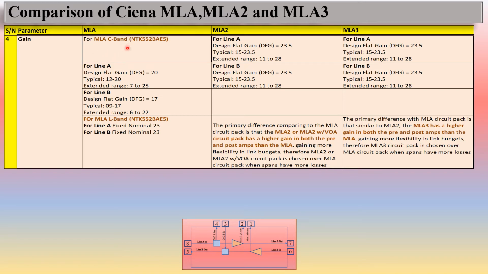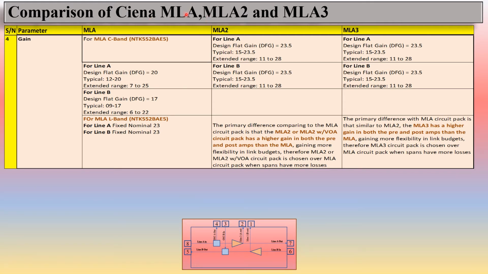For MLA C band, and for line A, the design flat gain is 20 dB. So this gain is in dB. Typical gain is 12 to 20 and extended range is 7 to 25. You can see here for MLA2 for line A, the design flat gain is 23.5, typical is 15 to 23.5 and extended range is 11 to 28. So you can see there is a difference in gain, so there is some difference in some parameters only.